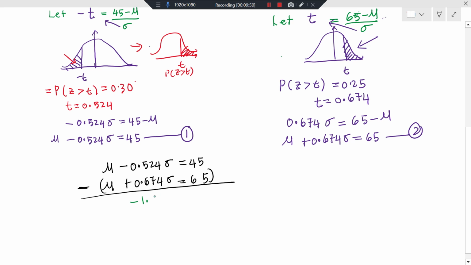Oh yeah, 1.198. Negative 1.198 equals 45 minus 65, oh sorry, I forgot the sigma here, minus 20. So your sigma should be negative 20 divided by negative 1.198. Okay. When we calculate this, what will we get, Navina?